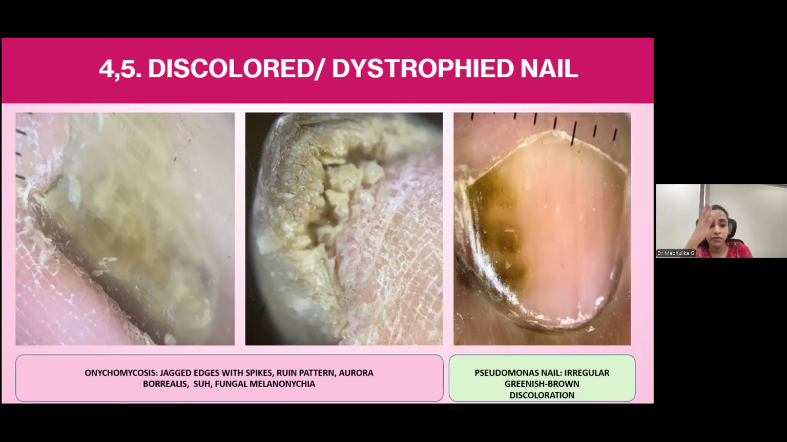So also you see different colorations within the same nail. You can see this is called aurora borealis, and then you have melanonychia, where the entire nail has become completely black, right? And in pseudomonas nail, it is an irregular greenish-brown discoloration that you see. So you can differentiate between a pseudomonas infection and a fungal infection. Next.